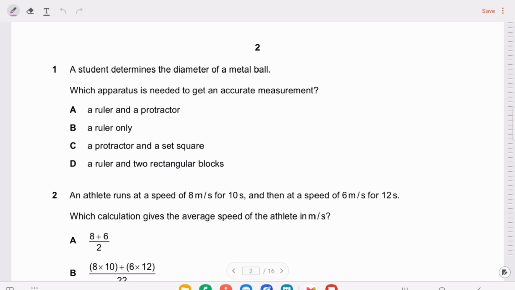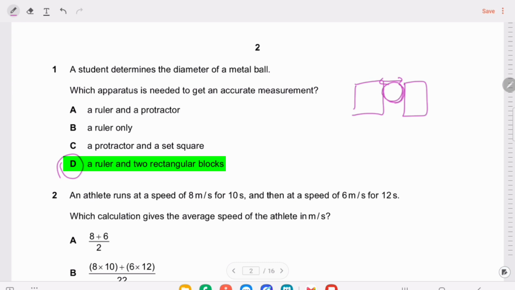A metal ball is curved, so measuring directly with the ruler is difficult and inaccurate. By placing the ball between the two blocks, we create flat reference surfaces and can measure the distance using the ruler accurately. The ruler and the two rectangular blocks would be the right option. So whenever Cambridge asks about measuring a sphere, think about creating flat reference points first, okay?